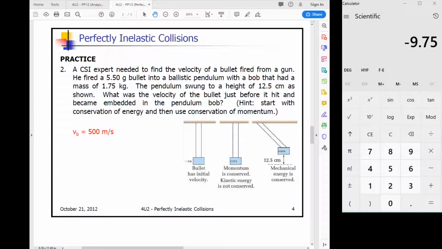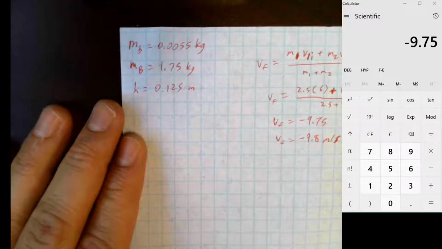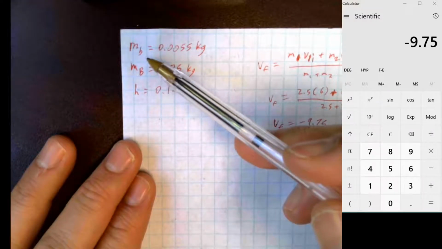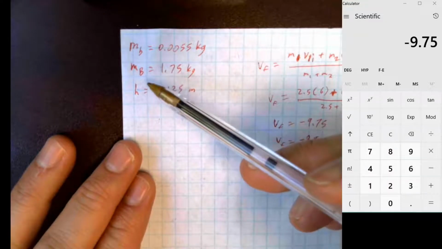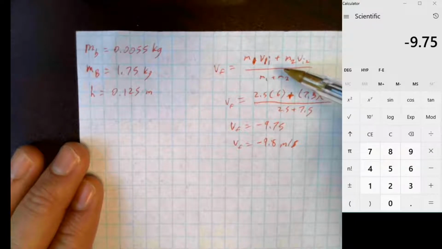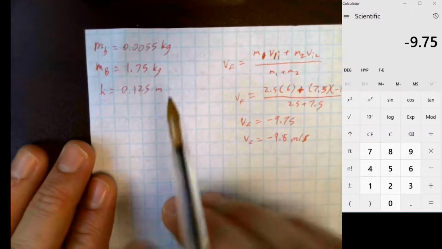So this might confuse you a bit. Looking at it, you might not be sure exactly what to do. These are our three givens. Lowercase m b is the bullet, uppercase M B is the block. We're not going to use this equation first. In fact, we might not need to use it at all.